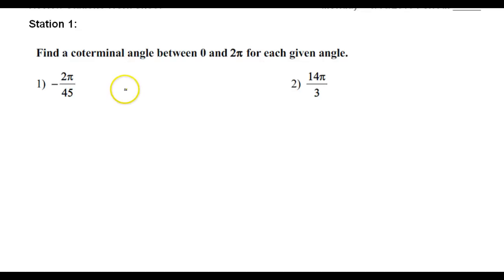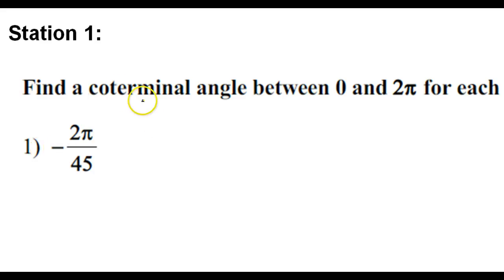In this video, we will learn how to find a coterminal angle between 0 and 2 pi given an angle. As soon as you see the words coterminal angle, you should be thinking, okay, we're probably going to add or subtract 2 pi. Now pay attention to the directions. It says between 0 and 2 pi. So this angle that they gave us is negative.